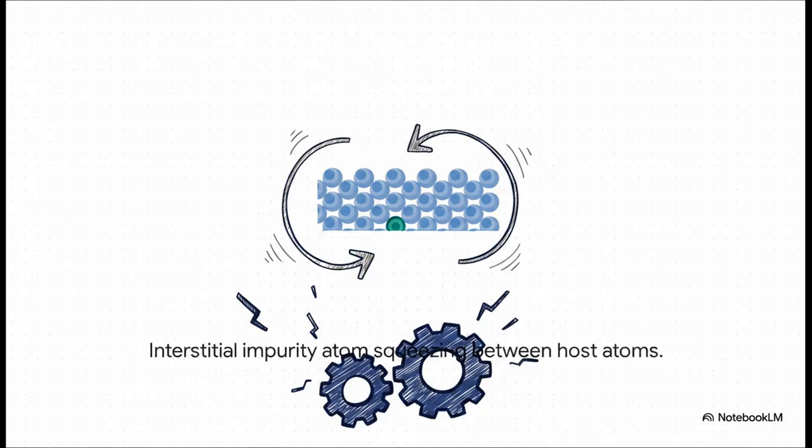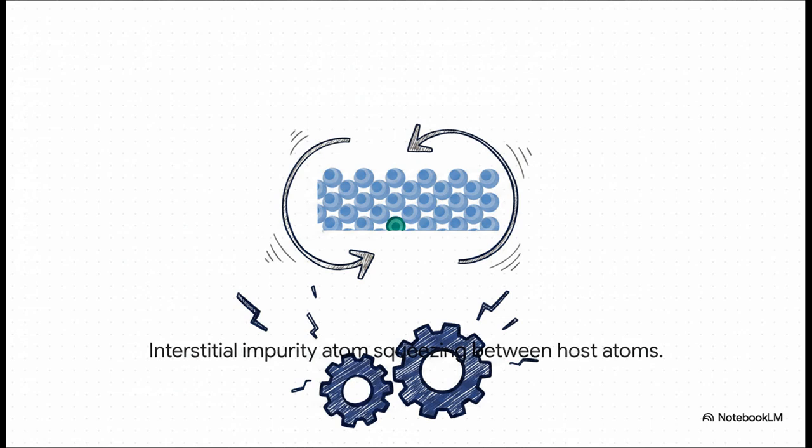But wait, what if an atom totally fails to meet the bouncer's rules? Look at that tiny atom right there. Instead of substituting for a host atom, it's just sneaking right past and squeezing directly into the empty spaces, the voids, between the host atoms. We call this an interstitial solid solution. Carbon atoms actually do this inside of iron to create incredibly strong steel alloys.